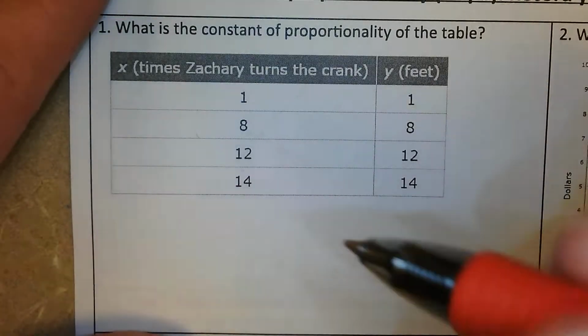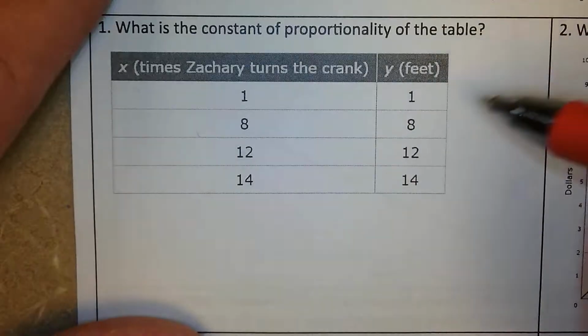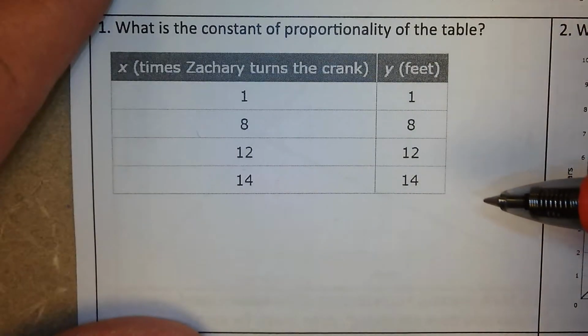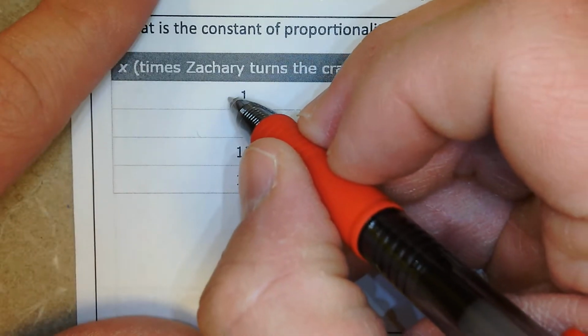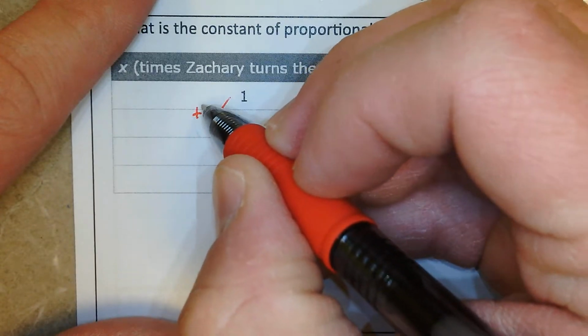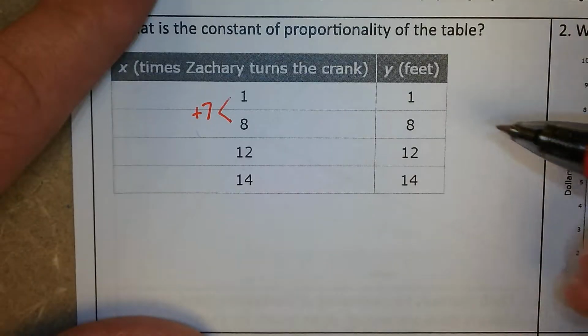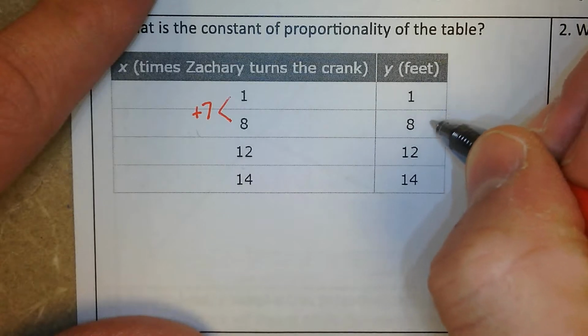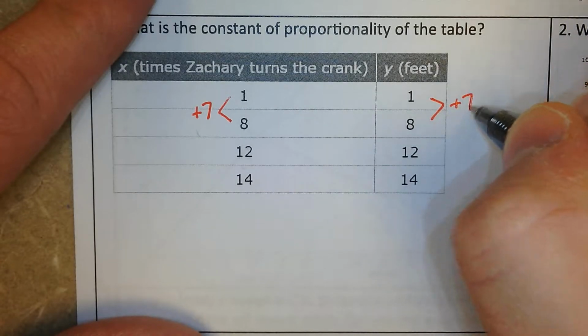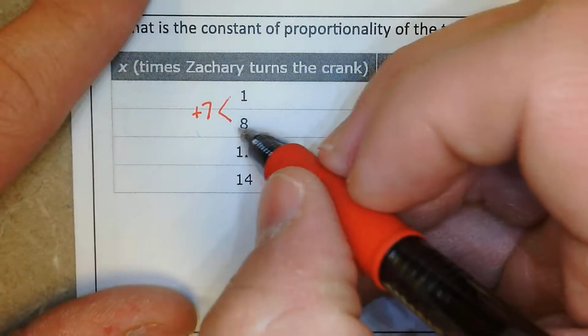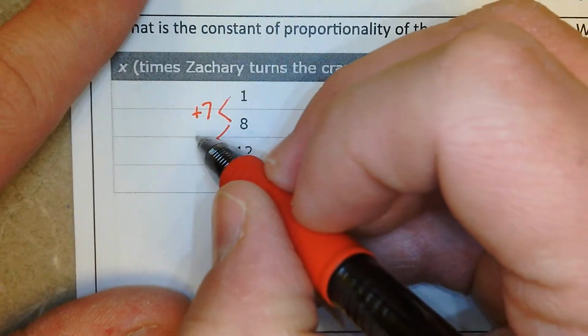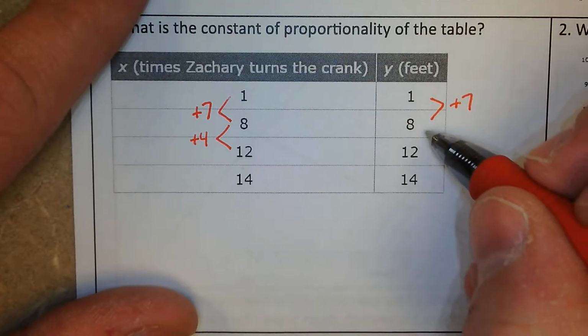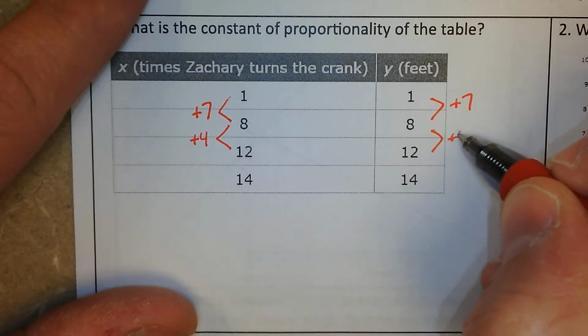So, x is how many times Zachary turns a crank, y is the feet that it turns. So, if we increase this by 7, because 1 plus 7 is 8, and in the y, it also goes from 1 to 8. So that'd be 1 plus 7 is 8. Alright, and then from 8 to 12, it goes plus 4.